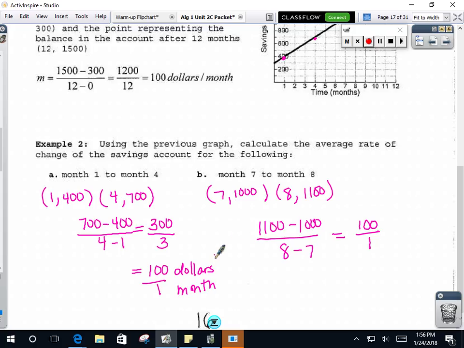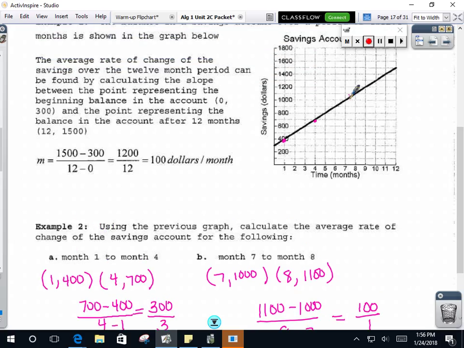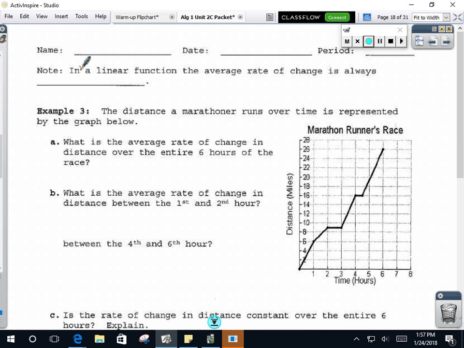Why do you think they're the same, and they were the same as the example they did for you? Right, because it's a linear function. Okay, it's not going to change. It wouldn't matter what months you pick. Like, you could go from month 4 all the way to month 12, and after reducing, you'd still end up with 100 over 1. Okay, fill in this blank at the top of the next page. In a linear function, the average rate of change is always constant.